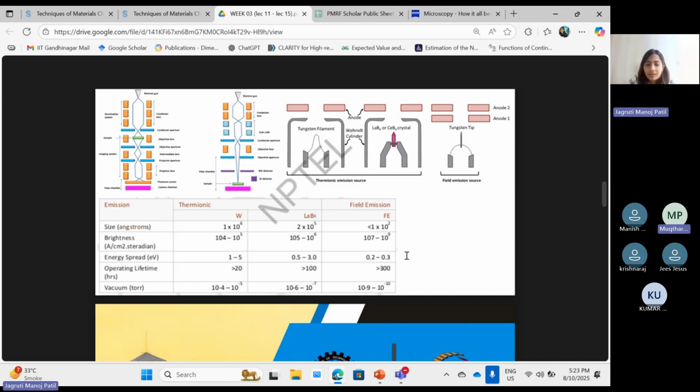Ma'am, excuse me. Nowadays, since field emission has come with such high advancement, can we consider that all spectroscopy systems use field emission, or is there still some advantage to tungsten and LaB6, so that people are still using these two options?